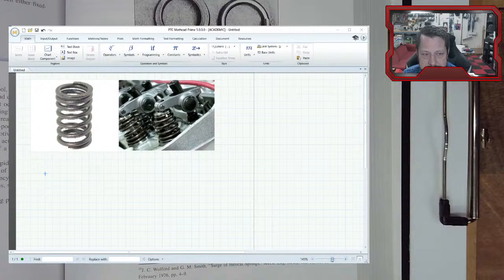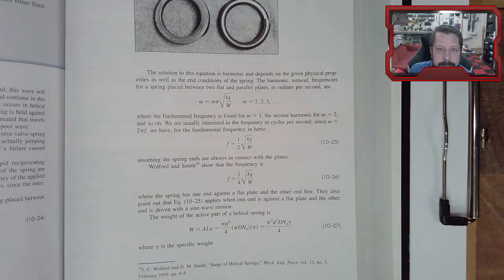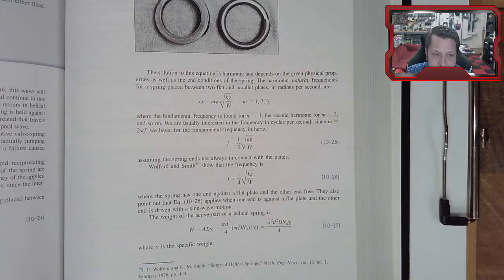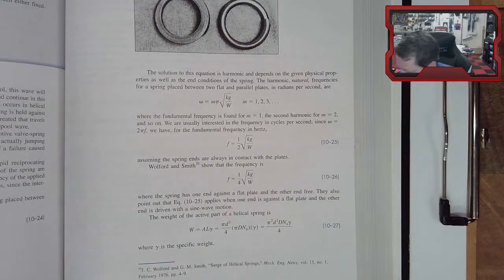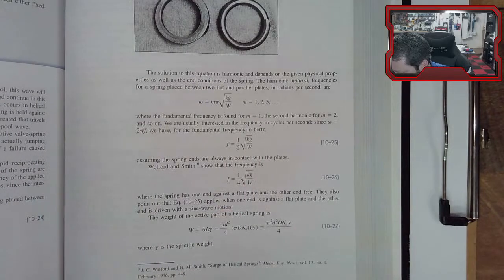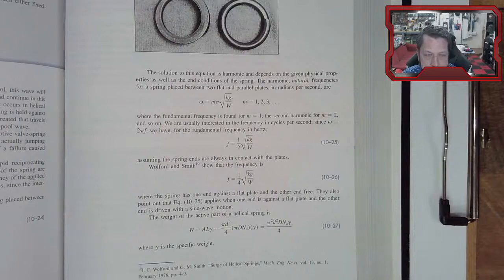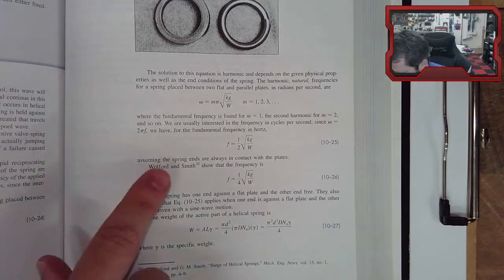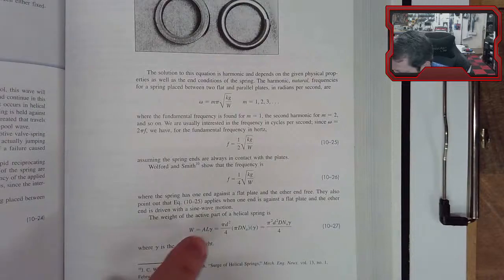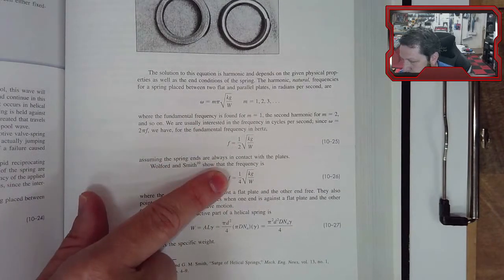I was going to say that this is constrained well enough to be in this category up here, because it's not just completely free at the top end here. It is constrained by the valve stem, the rocker arms pushing down on it. So we're going to use the one that's basically constrained on both ends, always in contact with the plates, which is pretty much what we've got for these valve springs in the picture that I've got. So there are two of these, and so be careful with which one you're using.